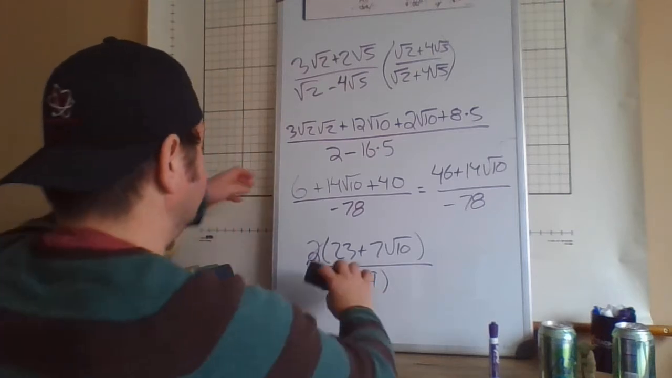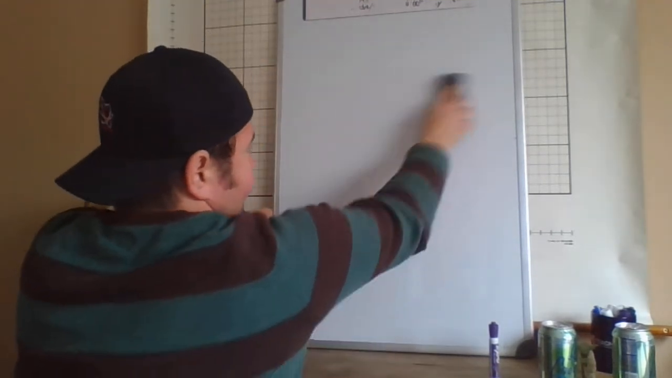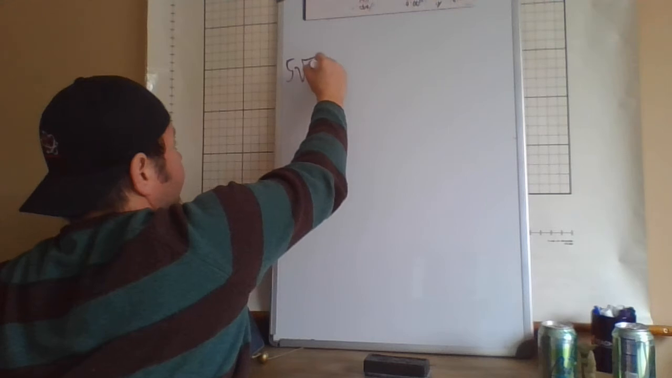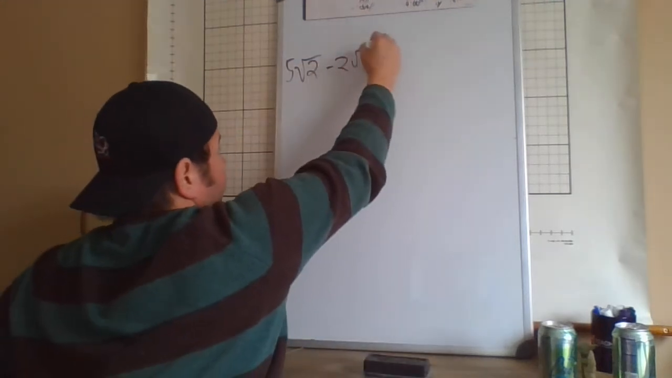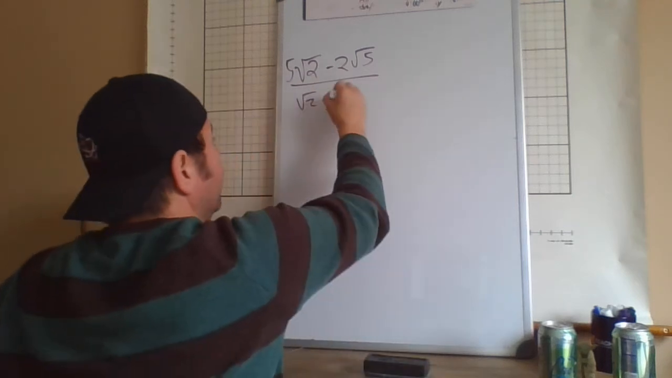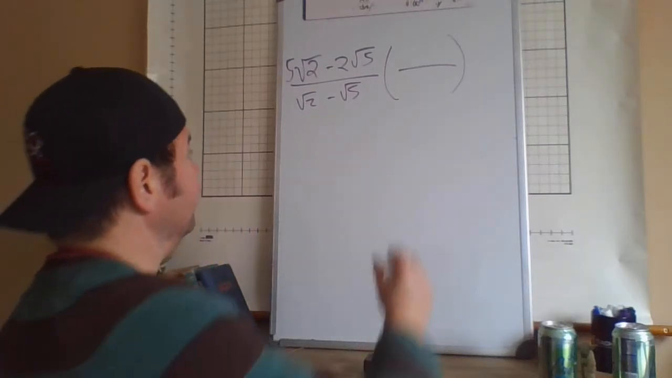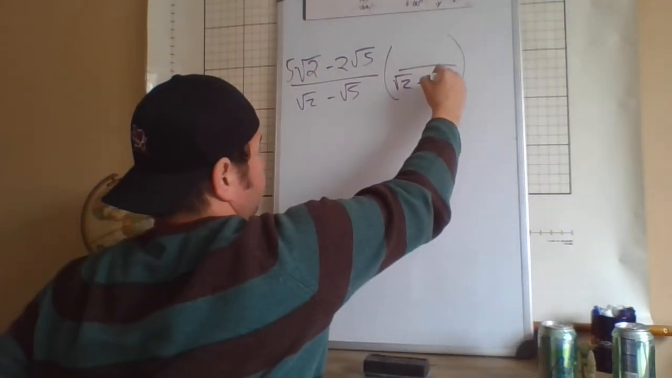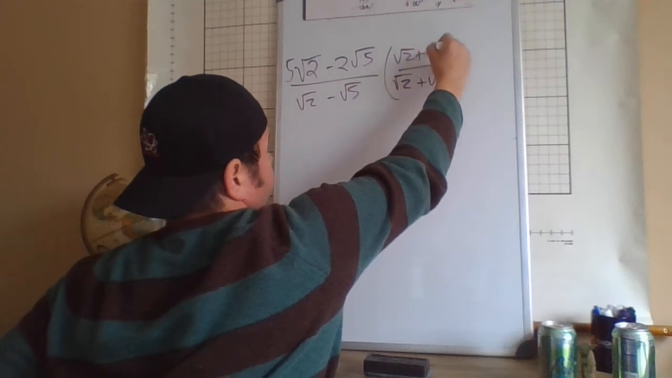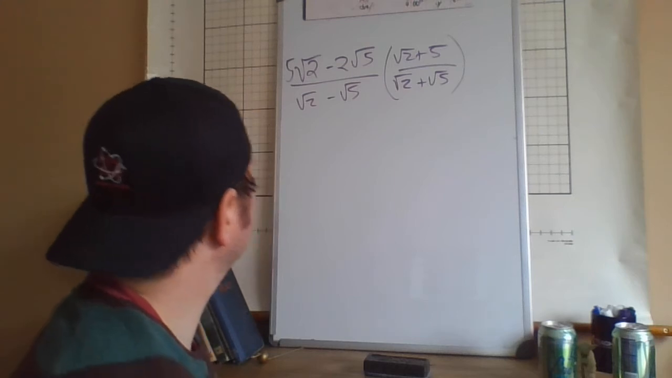Let's do one more. Okay. We have 5 times the square root of 2 minus 2 times the square root of 5 over the square root of 2 minus the square root of 5. I'm going to multiply top and bottom by the conjugate, which is square root of 2 plus the square root of 5. That's the first step. Second step, do the FOILing.